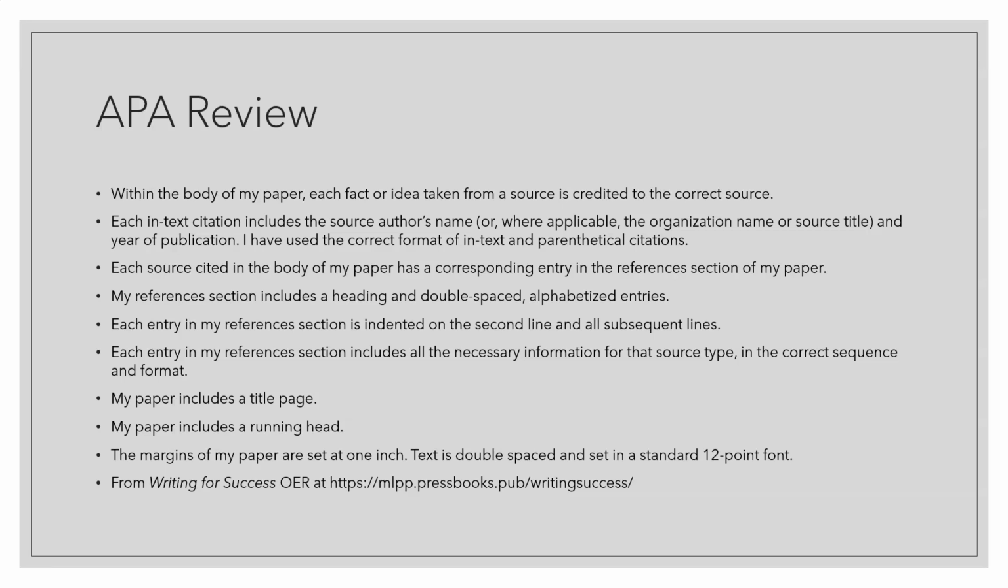You want to make sure that each entry in your references section is indented on the second and all subsequent lines. You want to make sure as well that each entry in your references section has all of the necessary information for that source type in the correct sequence and format. So you want your APA to be letter perfect. You want to include a title page, again, formatted according to APA rules, and you want to make sure that you include your running head.